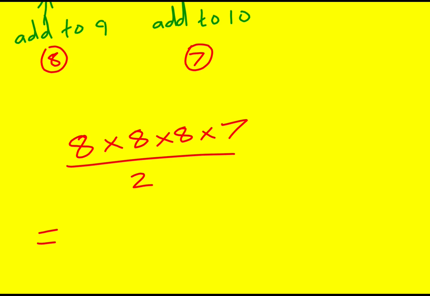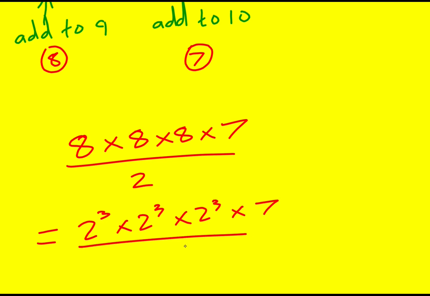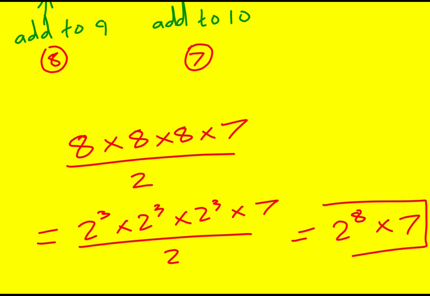We're asked, we can write it as a product of prime factors, so I can write it as 2 to the power 3 times 2 to the power 3 times 2 to the power 3 times 7 divided by 2. So that's going to give me 2 to the 9 divided by 2, 2 to the 8. So finally, the answer is going to be 2 to the power of 8 times 7. Nice one.